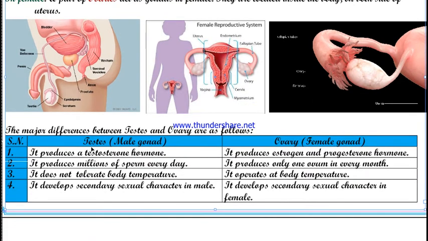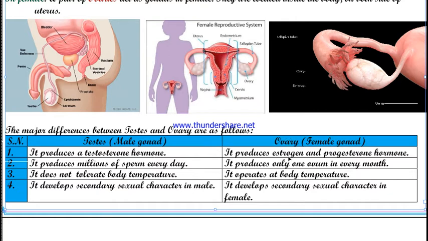Now let's see the differences between testes and ovaries. Testis or male gonad produces testosterone hormone. Testosterone hormone is also known as male hormone. Testosterone develops secondary sexual characters in male. Some of these characters are hoarse voice, broad shoulder, development of mustache and beard on the face, growth of more hair on the body, aggressive nature, and sexual desire. These are the effects of testosterone hormone.